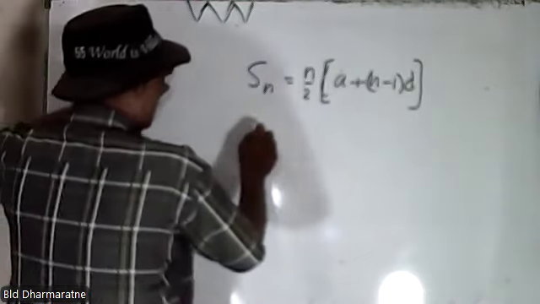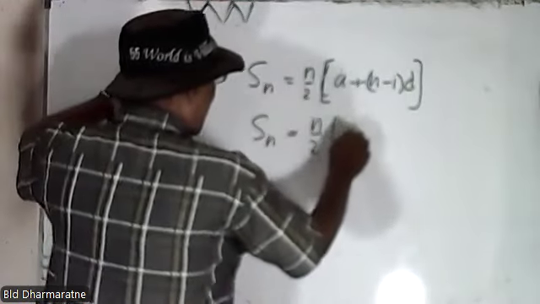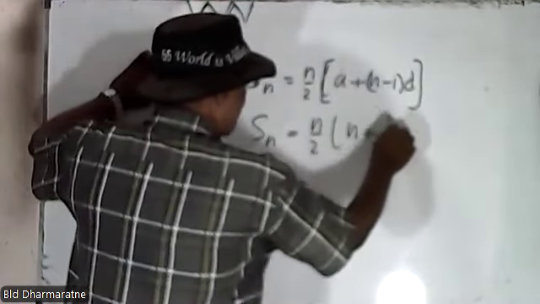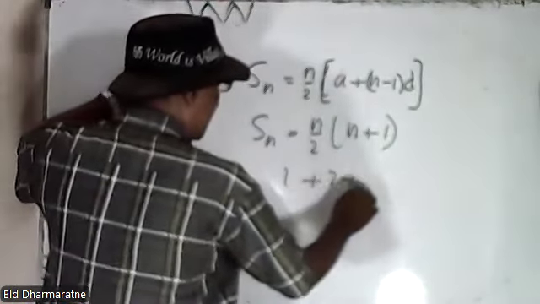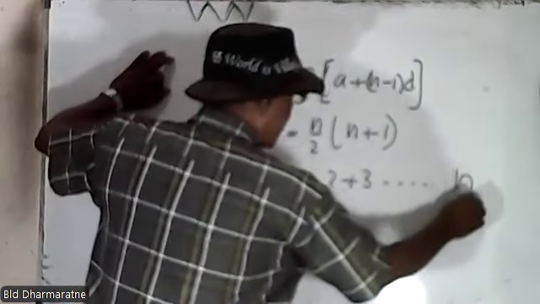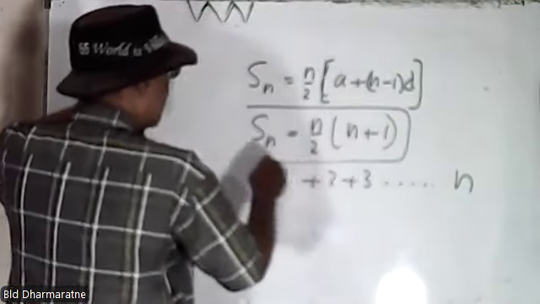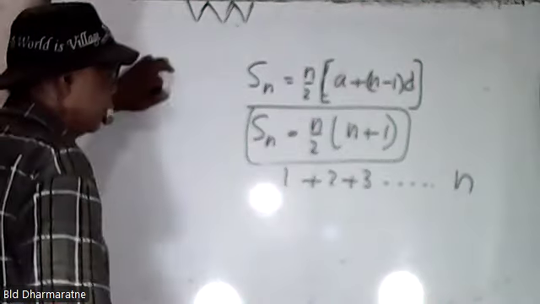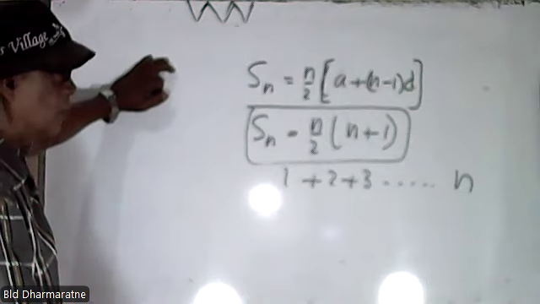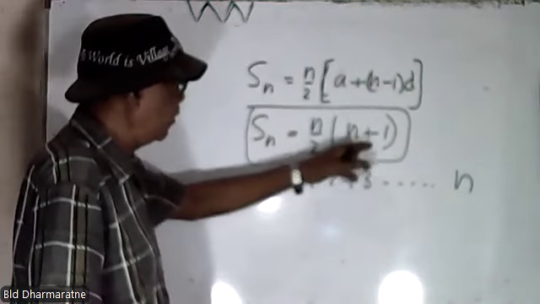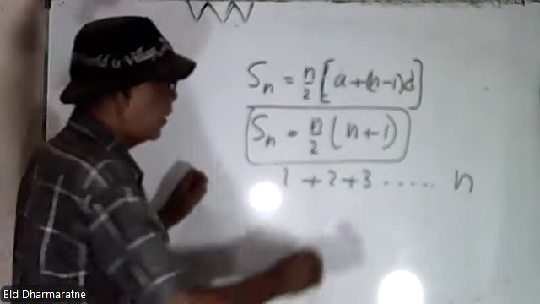The other formula is Sn equals n over 2 times (n plus 1), for the summation of the series 1 plus 2 plus 3 up to n. Is this formula correct or not? How to say? If some values are substituted, we can determine whether it is correct or not.